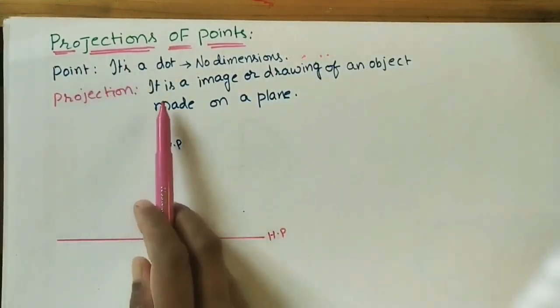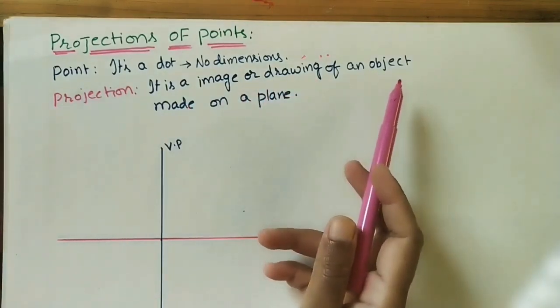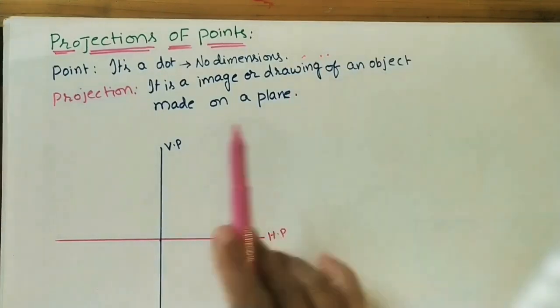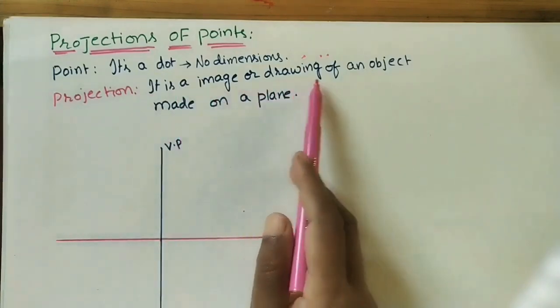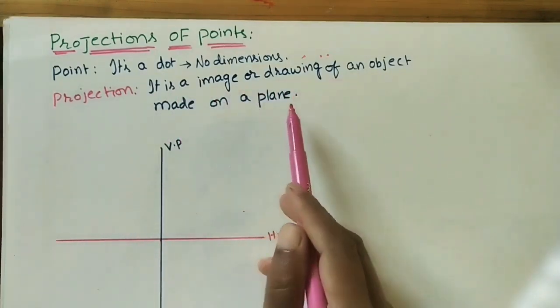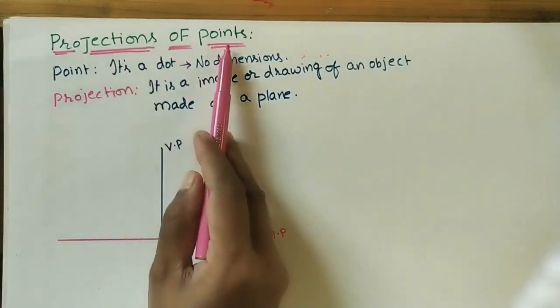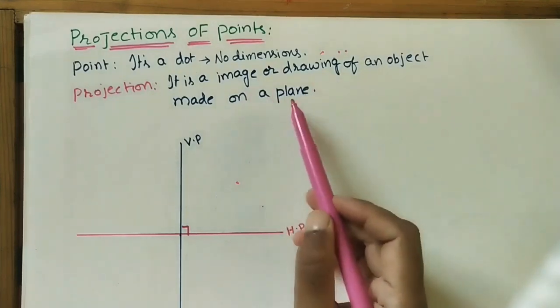So in it, what is projection? Projection means it is an image or drawing of any taken object. Whatever object we are taking, if we are doing the drawing on the plane, it is called projection. So projection means it is an image or drawing of an object made on a plane. Here we are doing the images of the points.